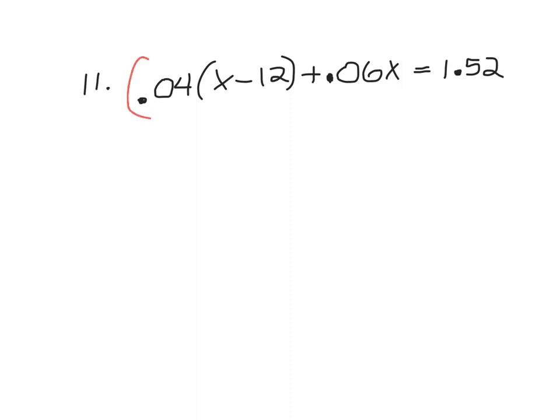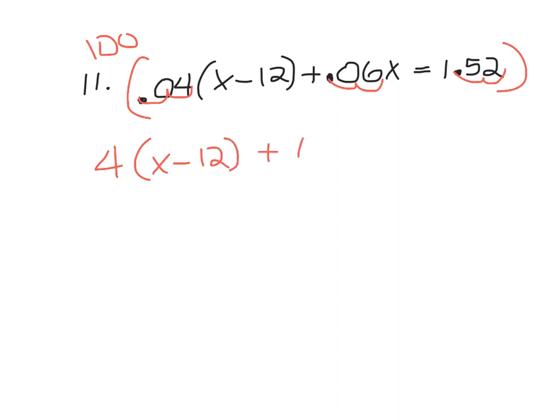Now, also, another way to think of it is just move the decimal point the same number of times in each term. So if I move this one 2 times, then I have to move this one 2 times, and then this one. And then it's all cleared out. So now I'm just left with 4x minus 12 plus 6x equals 152. Now, you don't need to worry about putting the decimal point back in when you're done. As long as you did it to every single term, it works out. Now, if you like working with decimals, you can leave it there and still do it.